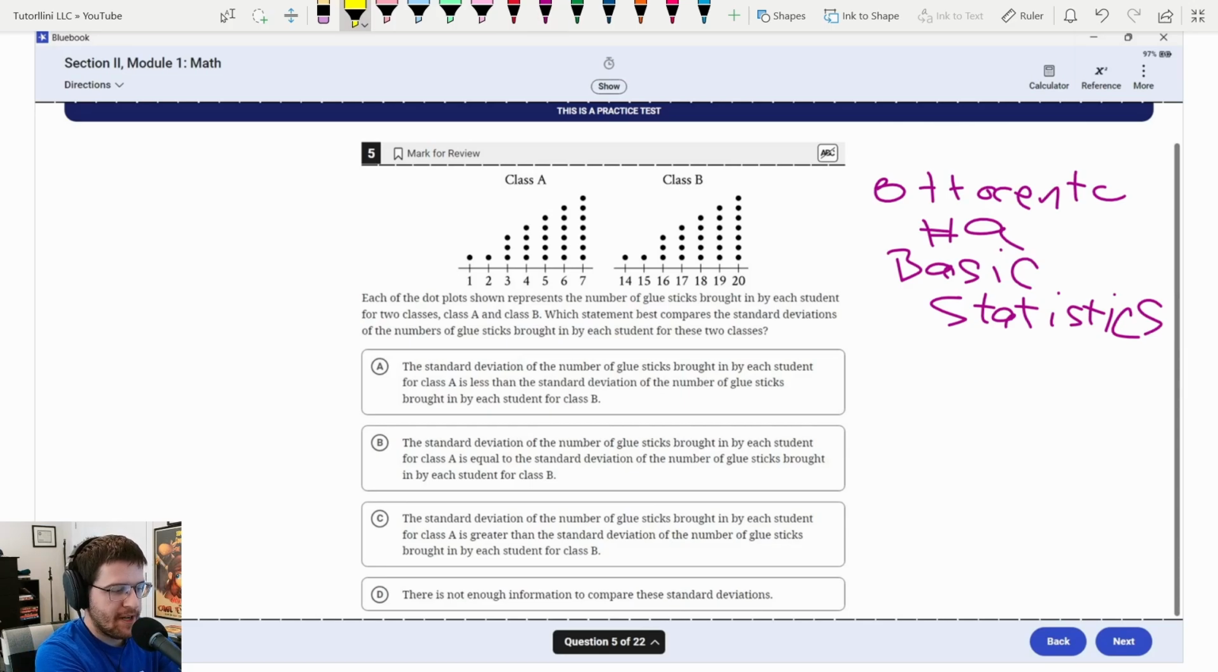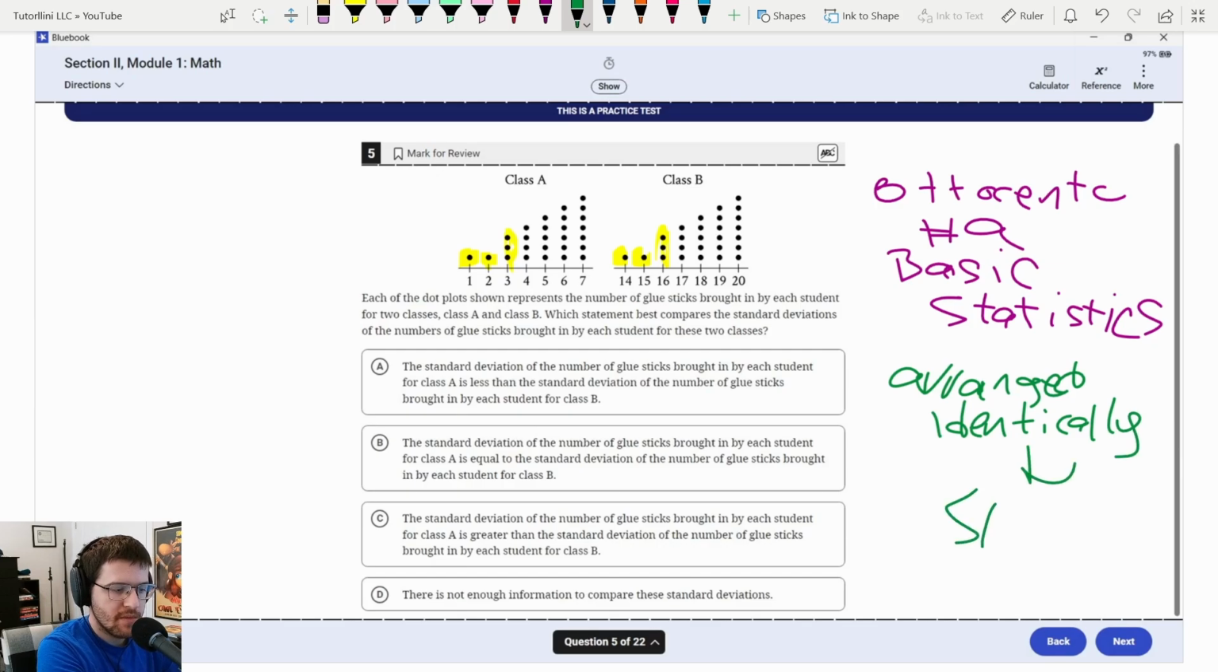I noticed that if I ignore the numbers, if I just look at the spatial orientation, they're arranged exactly the same. See how I have a 1, followed by a 1, followed directly by 3, and so on. It just goes on. It's arranged exactly the same. So if two dot plots are arranged identically, then they have the same standard deviation. So let's see if there's an answer choice that says that. It says is equal to the standard deviation of class B, so the answer is B.